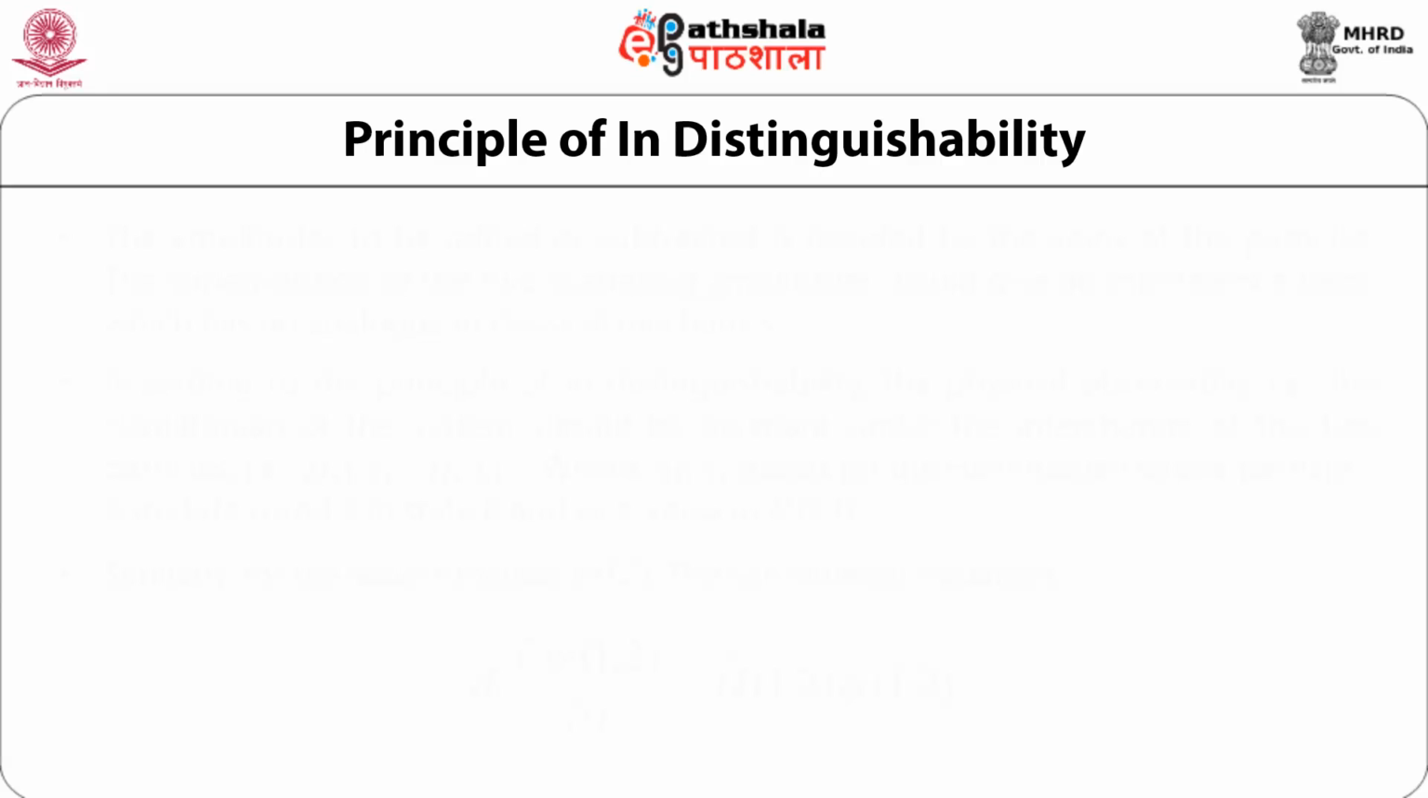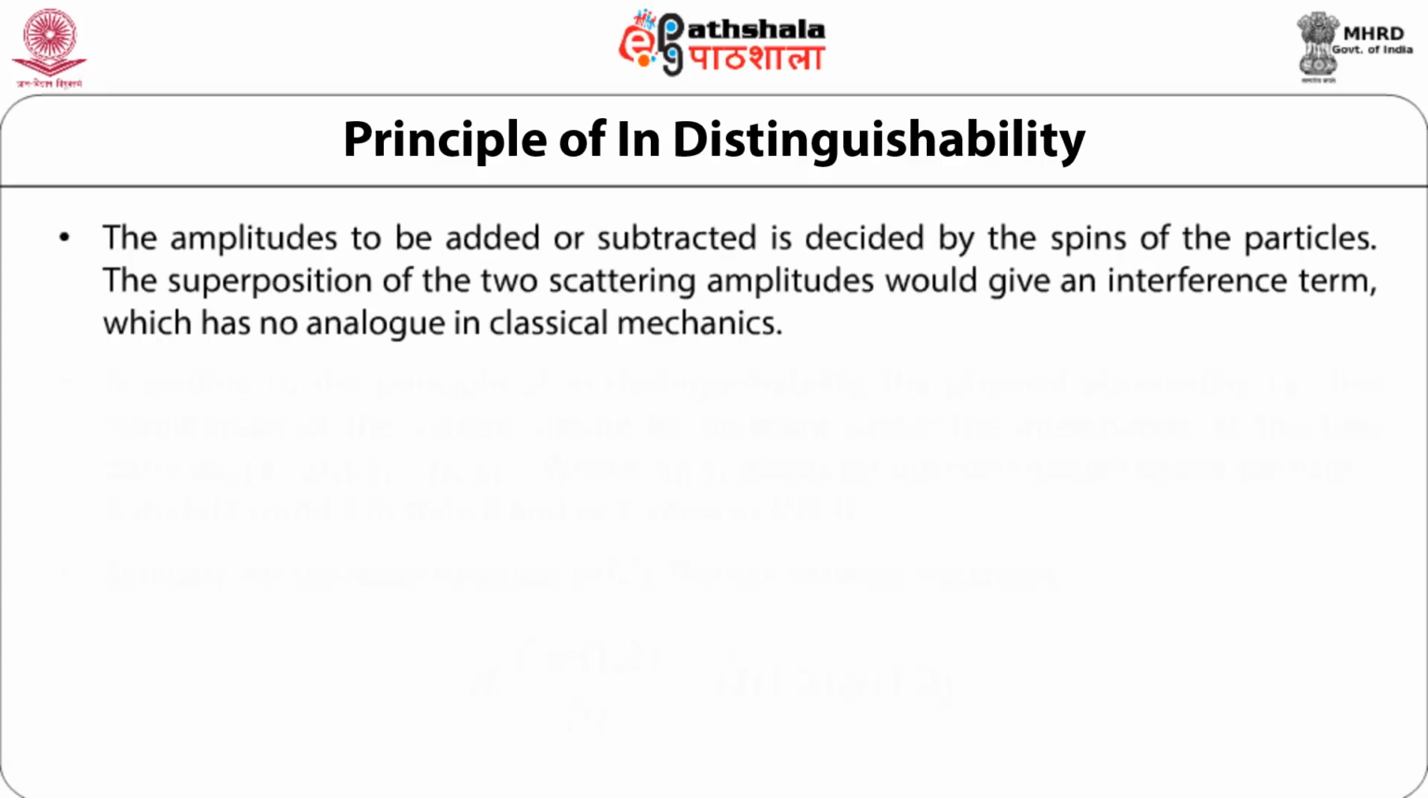Now here this is something which is very important to understand. In classical mechanics, there is no concept of spin, whereas in quantum mechanics, the concept of spin is extremely important. And like we have just discussed, whether the scattering amplitudes in this kind of scattering process are to be added or subtracted is decided by the spin of the particles. And here, in quantum mechanics, the superposition of the two scattering amplitudes would give an interference term which has no analog in classical mechanics.